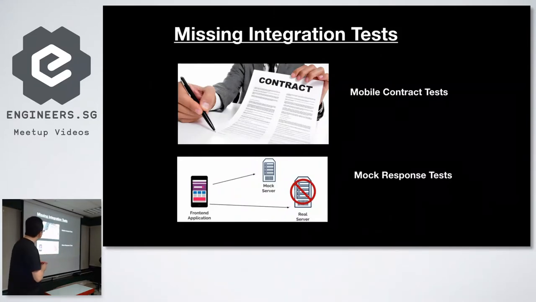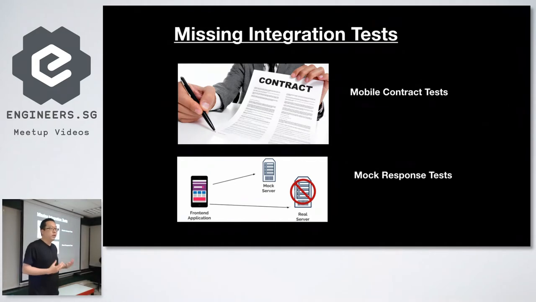So what are these integration tests? The first integration test that we were missing is contract test. Contract test is basically setting up the contract of how the server and client will interact with each other. So what we want to do is lock down all these contracts so that if anything changes, we will be able to catch them before going to production. So that's the first category. The second category would be mock response test. Given that the environment is stable, it's all correct, can we actually run some tests to ensure that on the client side, everything's working as expected? So that's mock response test.